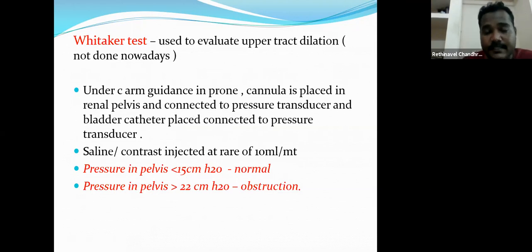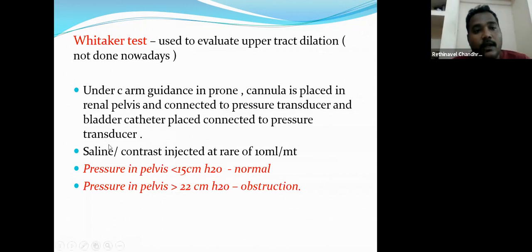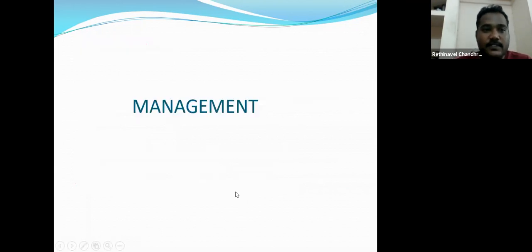It was used previously, when a renal scan, that is a diuretic renal scan or nuclear scan, was not available. Nowadays, this Whitaker test is not done. A pressure of more than 22 centimeter of water is significant for obstruction. So we have diagnosed the PUJO.